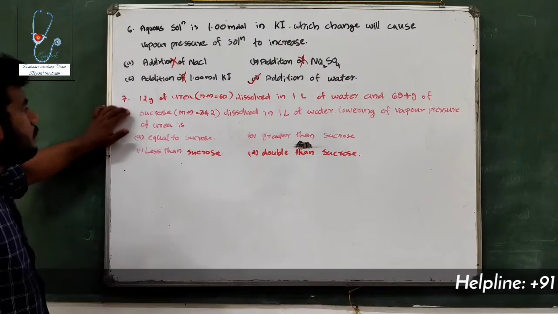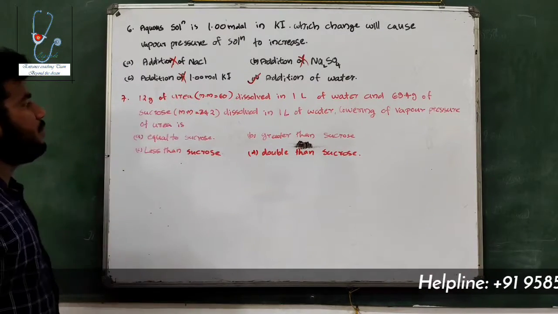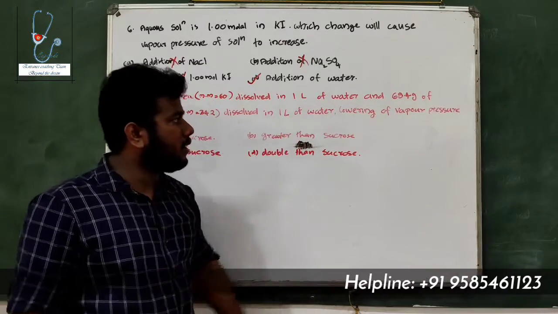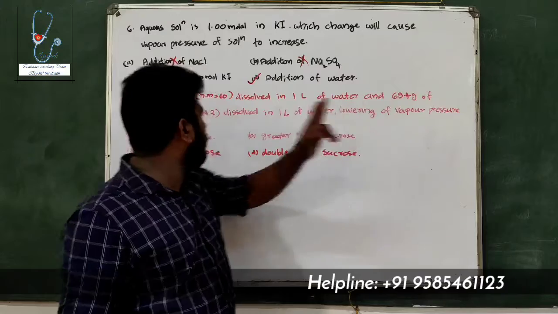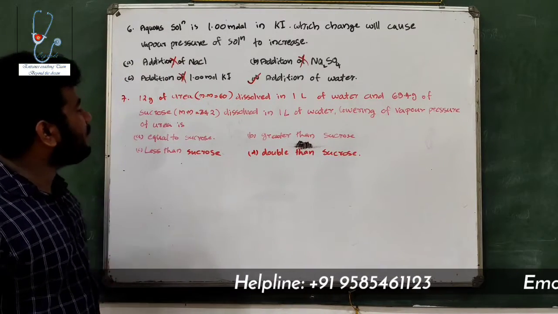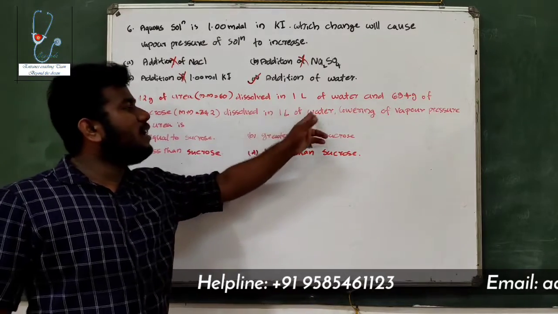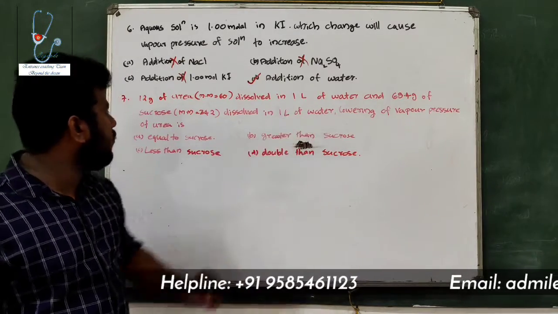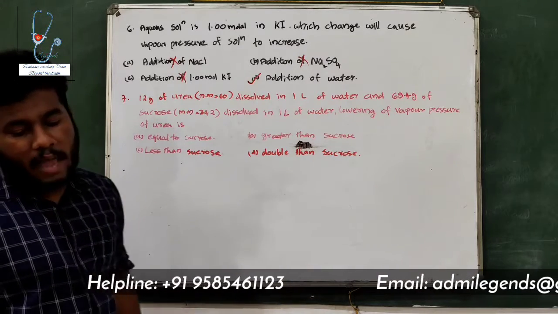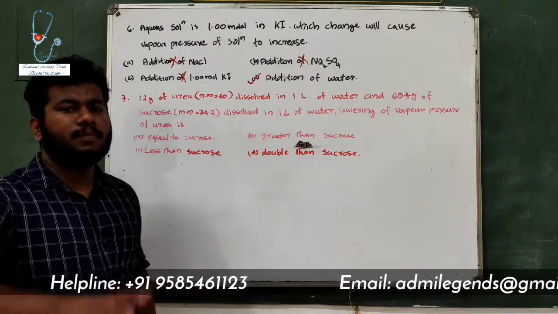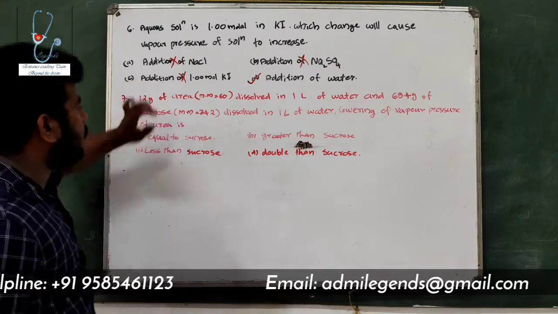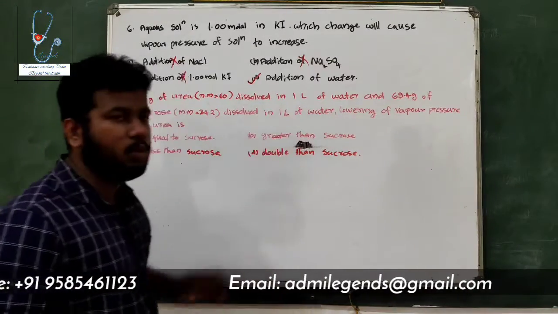Okay. Seventh question. 12 gram of urea, molecular mass 60, dissolved in 1 liter of water, and 68 gram of sucrose, molecular mass equal to 342, dissolved in 1 liter of water. Lowering of vapor pressure of urea is. First, we have to calculate the number of moles of urea and sucrose.